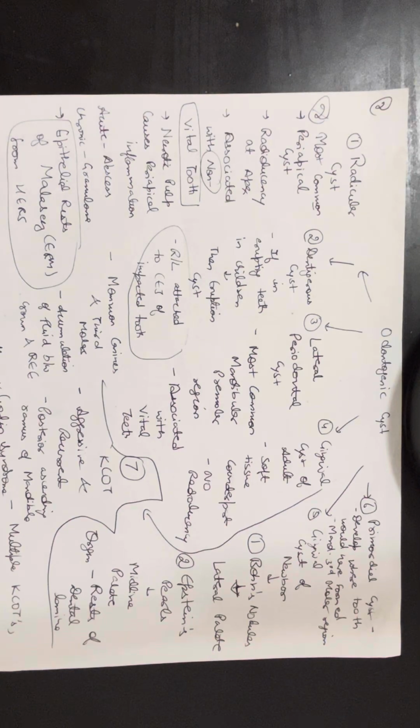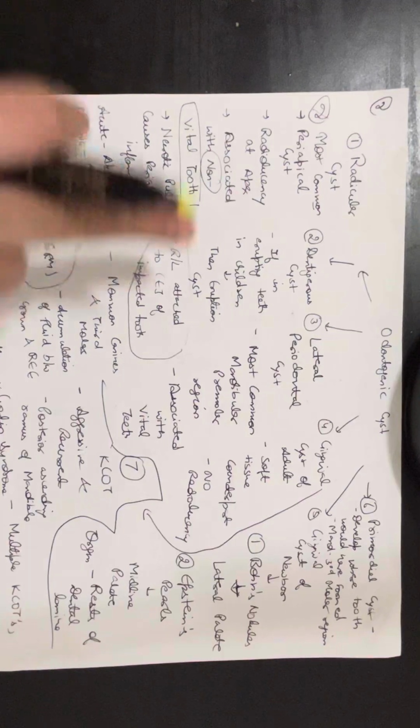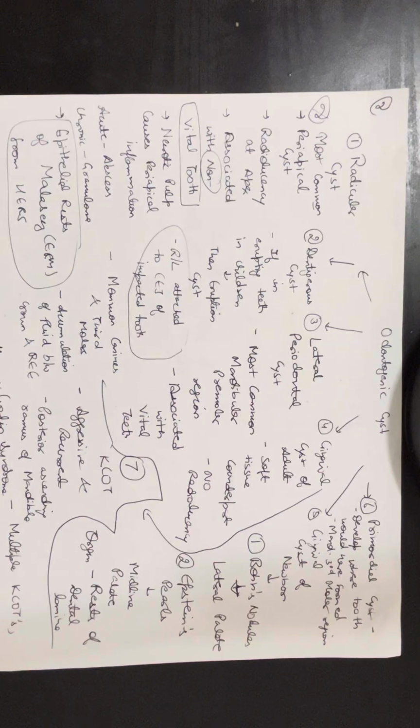So first of all, the odontogenic cysts are radicular cysts. Then we have dentigerous cyst, lateral periodontal cyst, gingival cyst of adult, and then we have gingival cyst of newborn, primordial cyst, and KCOT, keratocystic odontogenic tumor. It is a tumor which is associated with the cyst. So first of all, let's go with the radicular cyst. This is the most common periapical cyst.